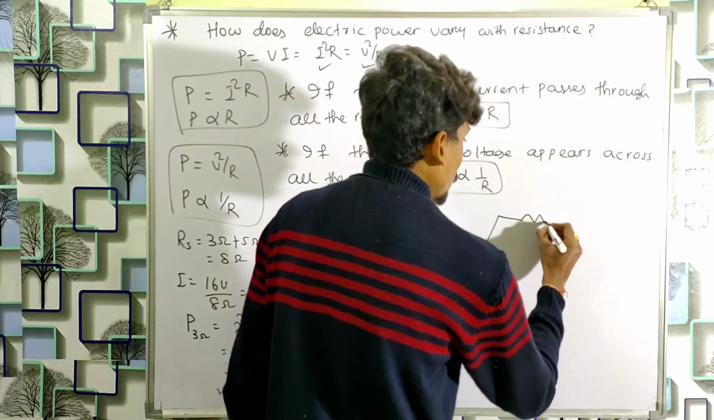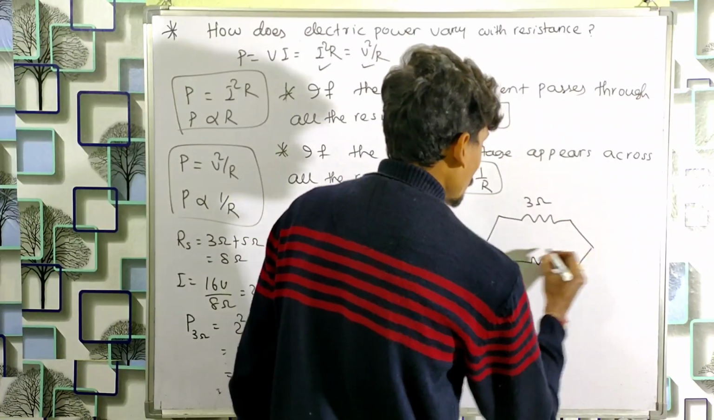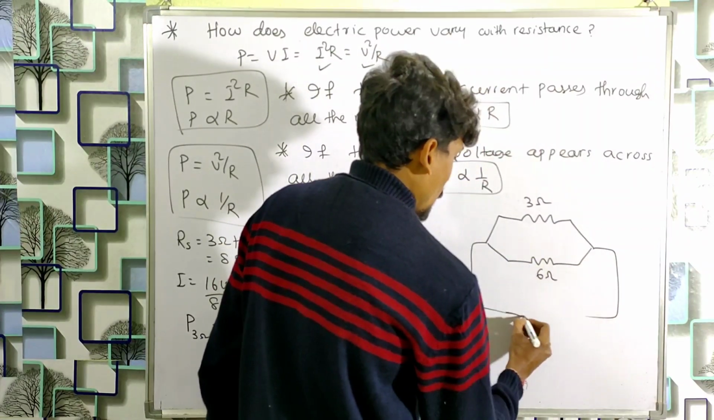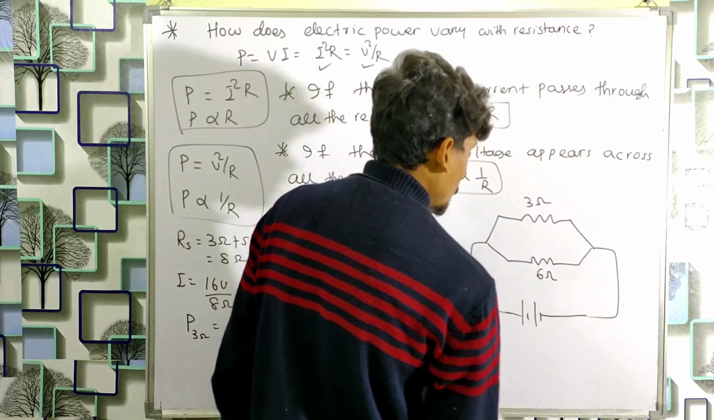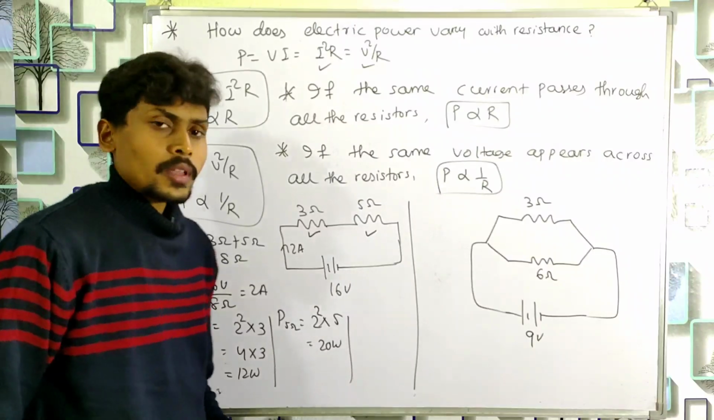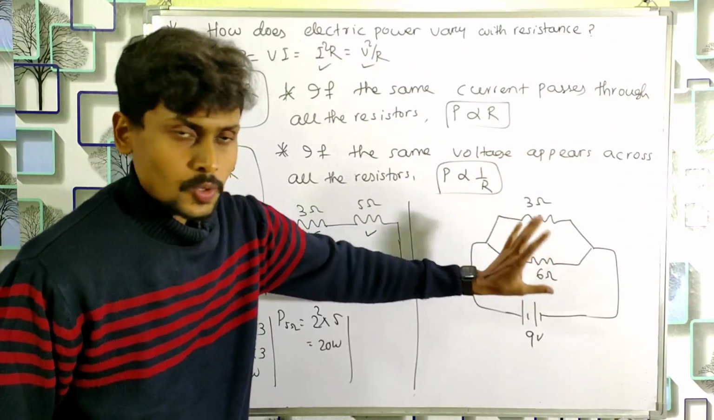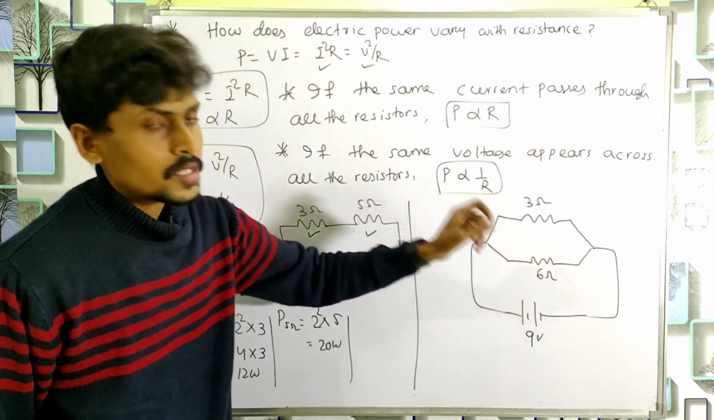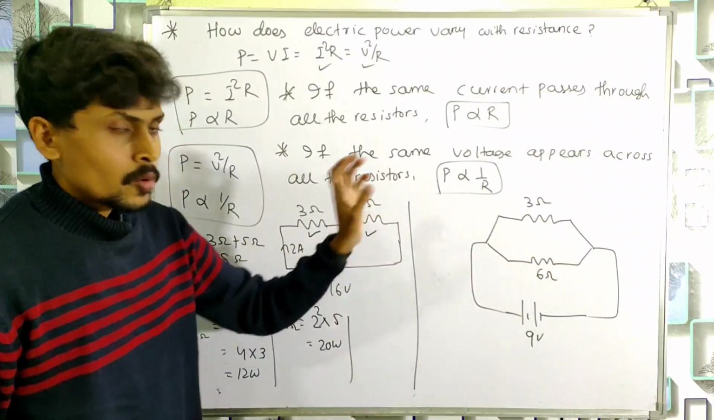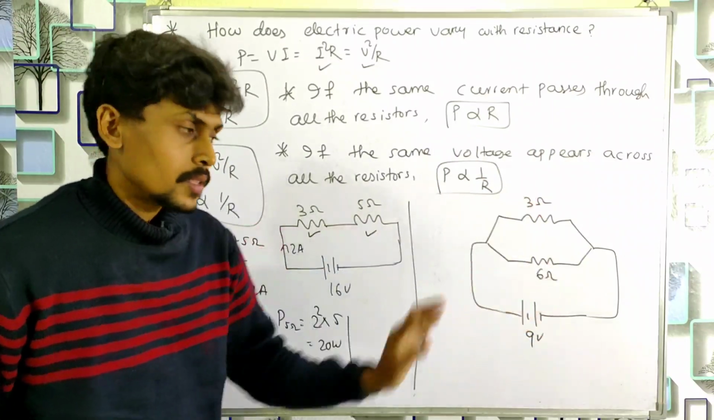Suppose we have two resistors. This is of 3 ohm and this one is of 6 ohm, and it is connected to a battery. Let us say the voltage is 9 volt. So now we'll calculate the power consumed by 3 ohm and the power consumed by 6 ohm. Since they are in parallel, the same voltage will be developed across each of them. Across 3 ohm, 9 volt voltage will appear, and across 6 ohm the same 9 volt voltage will appear.